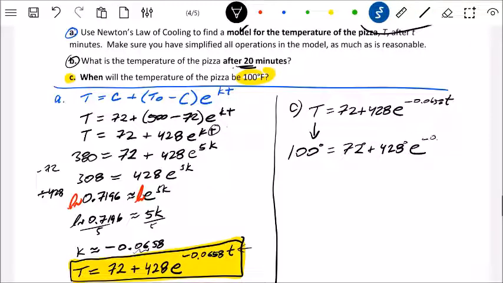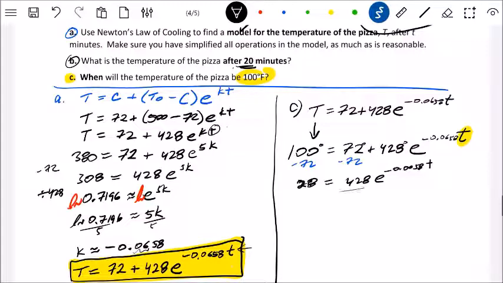Raised to the negative 0.0658. Is that right? 0.0658 is good. T. So we're going to solve for T. Everything else is filled in there, so all we have to do is the calculations. First, subtract the 72. And we have 28 equals 428 e to the negative 0.0658 t.